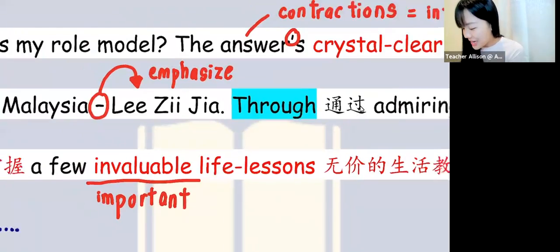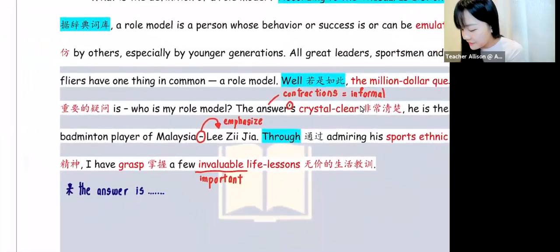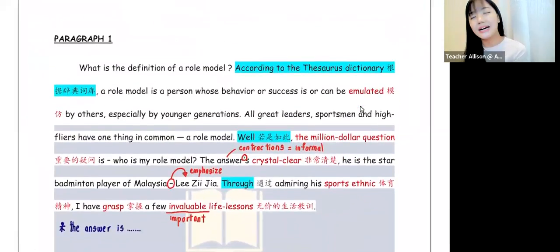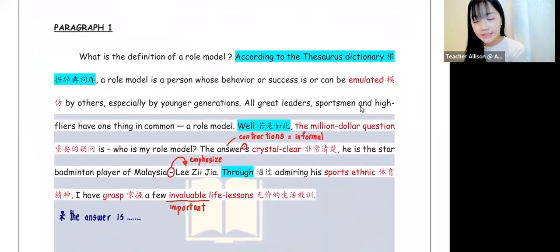All right, so as you can see here, in our first paragraph, we have done our entire definition of a good role model, and we use a linker, we give an example, and in total, who is my role model? He is Lee Zii Jia, for example. So the first paragraph is just nice and settled, and be sure to jot down the notes.